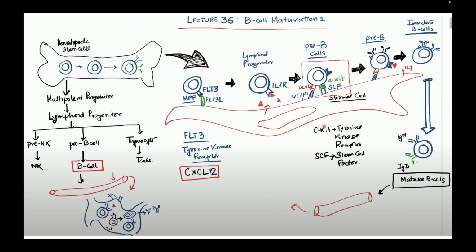Now these pro-B cells have the integrin VLA4 and c-KIT. VLA4 interacts with VCAM1, and c-KIT, which is also a tyrosine kinase receptor, interacts with the stem cell factor present on the stromal cells, and the cell gets converted to the pre-B cell. These pre-B cells now start expressing the IgM immunoglobulin molecule on their surface, and then convert into the immature B cell. And when the immature B cell starts expressing both IgM and IgD on its surface, it is called a mature B cell.